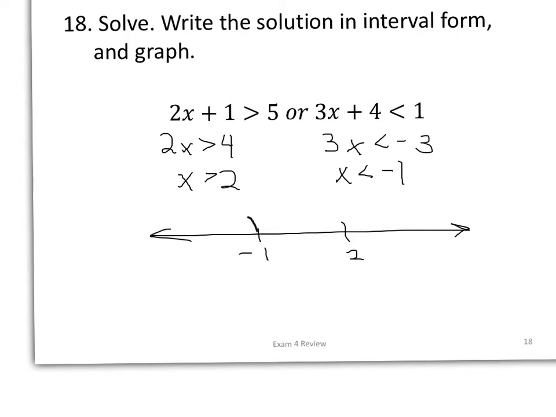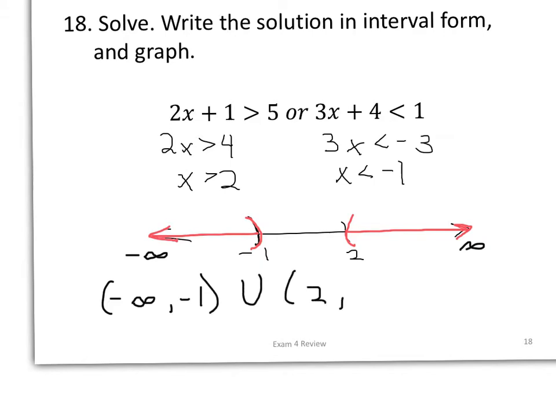So x is less than negative 1 is right here, and x is greater than 2 is right there. Now if this were an AND, then we would have an empty set for a solution because they don't share any solutions. But it's an OR, so we can go right from our number line to our interval, and we write negative infinity to negative 1 union 2 to infinity.